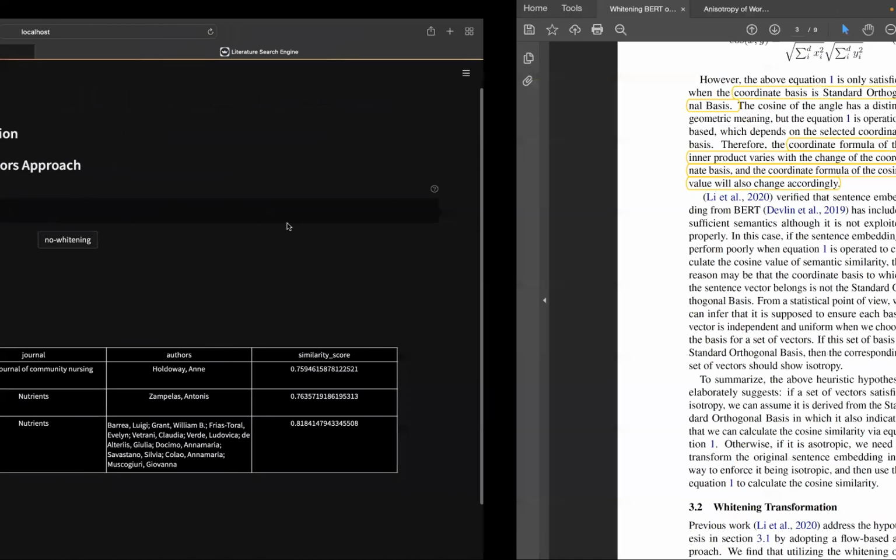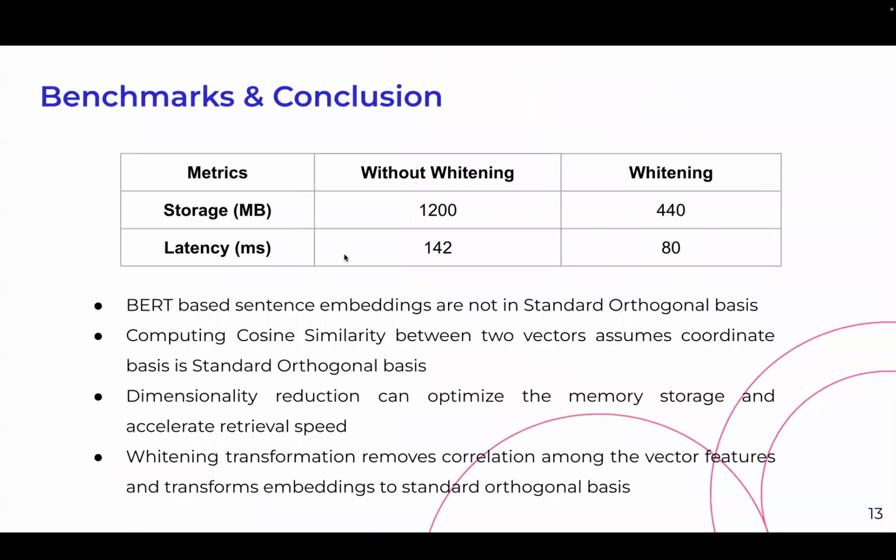Yeah, so coming back to the presentation. These are almost the similar metrics that I have shown during the demo. And coming to the conclusion, BERT-based sentence embeddings are not in a standard orthogonal basis. That is where we try to do some whitening transformation. Computing cosine similarity between two vectors assumes the coordinate basis is a standard orthogonal basis. So that is why we do the whitening transformation, to remove the anisotropy and derive the vectors from a standard orthogonal basis.